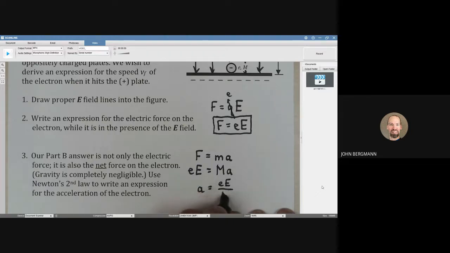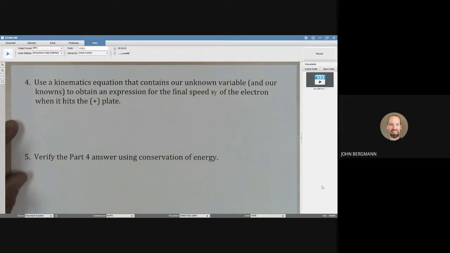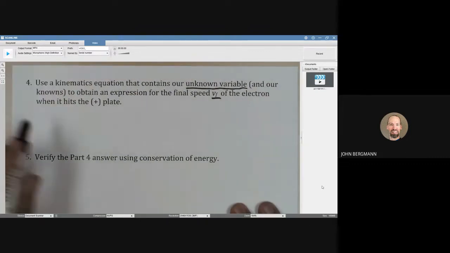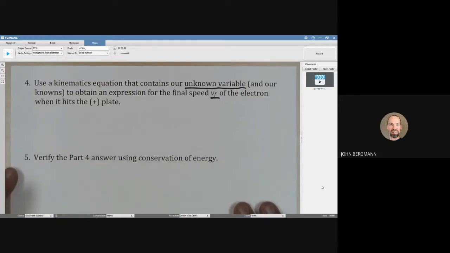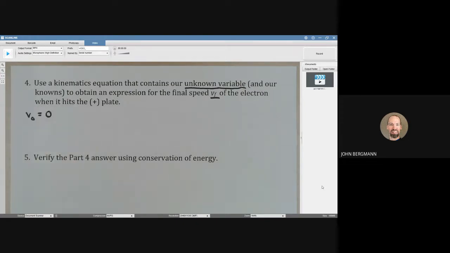So the acceleration of this electron is going to be A is equal to little e times big E divided by big M. Now, let's use a kinematics expression that contains our unknown variable, that would be Vf, and our knowns to obtain an expression for V final of the electron when it hits the positive plates. What other knowns do we have? We know that V naught is equal to 0. The electron starts from rest.